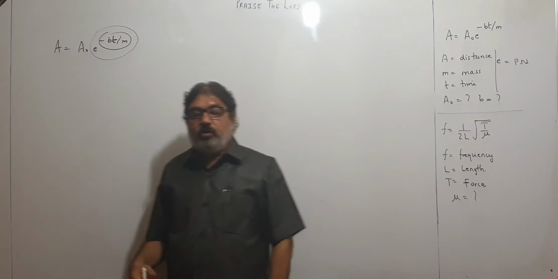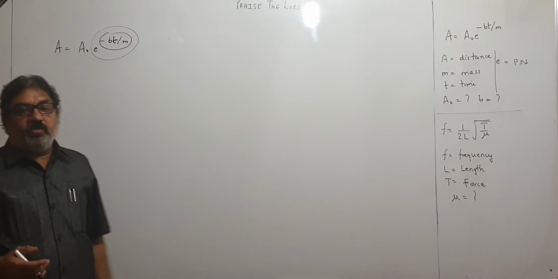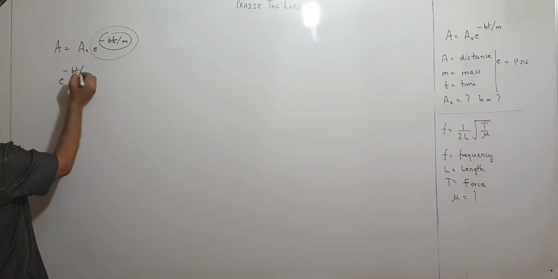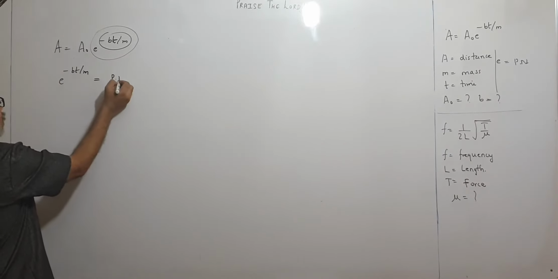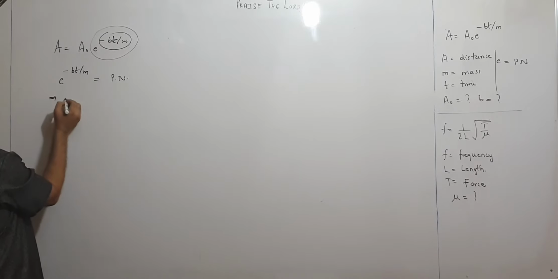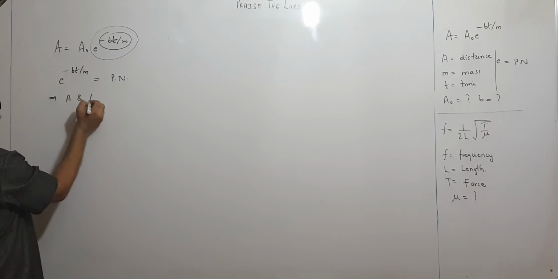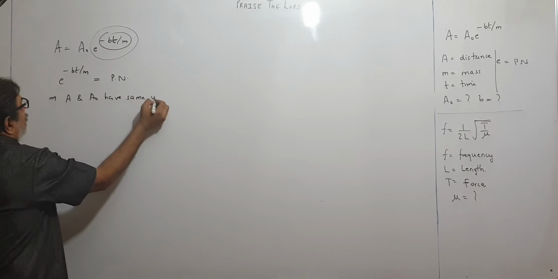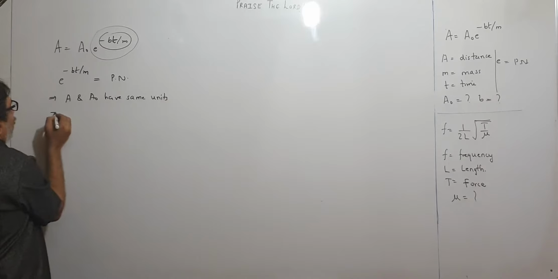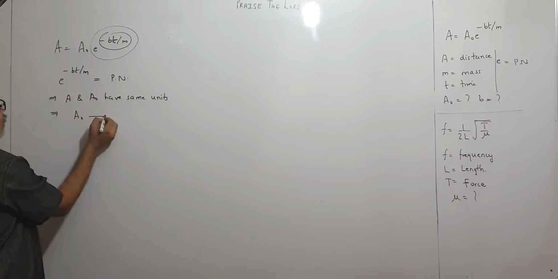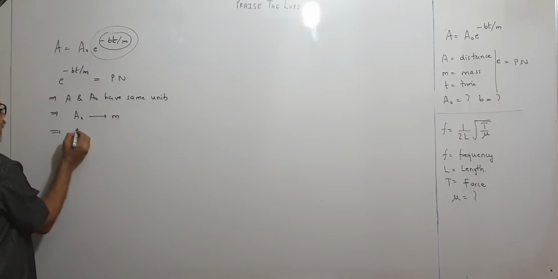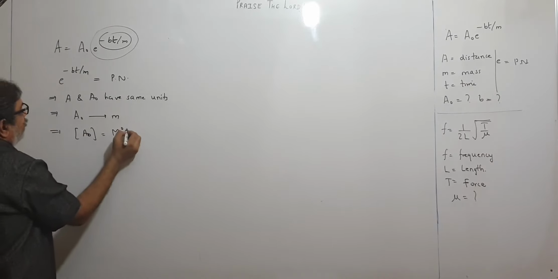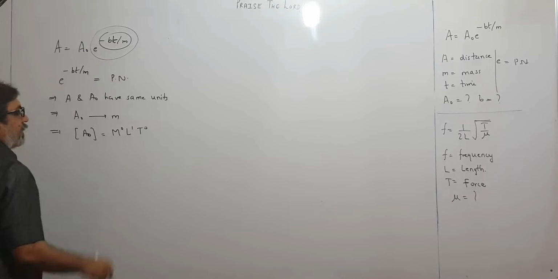So that means A0 also is distance. That means units of A0 will be meter. So E raised to minus Bt by M is a pure number. That implies A and A0 have same units. That implies A0 has units of meter, and that implies dimensional formula for A0 will be M0 L1 T0, meter length.